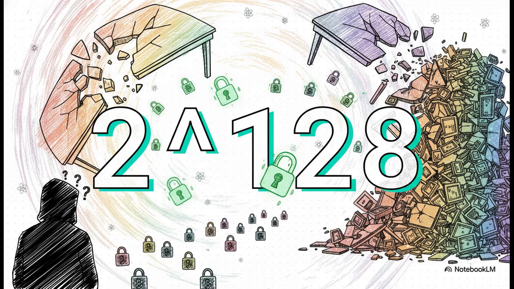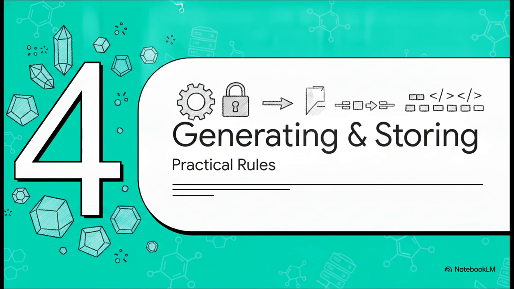Guys, that is literally more rainbow tables than there are atoms in the observable universe. It takes rainbow tables from being highly manageable to completely computationally impossible. You've just forced the attacker to manually crack each user's password individually. Game changer. Okay, on to section 4, generating and storing salts. Let's get into the practical rules.